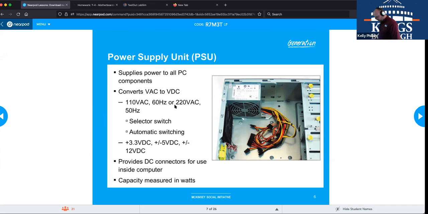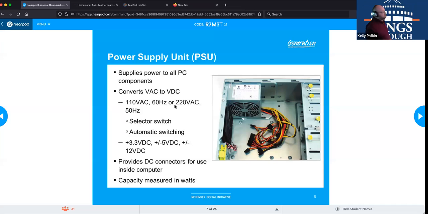We need to be aware of this selector switch, because if we have it set for 110 and then we plug it in Europe at 220, what do we think is going to happen? Pop, blow, yeah, it's going to fry it. So it's going to receive way more voltage than it's expecting, and you can damage the components inside because of this.